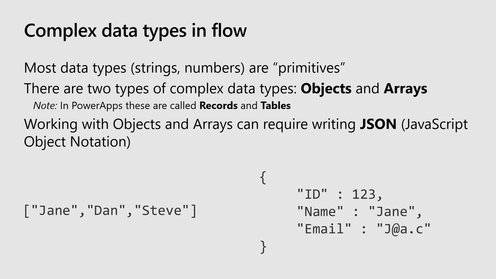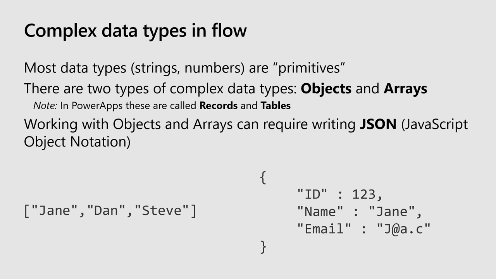So there are these two complex data types inside of Flow. Most data types that you work with are going to be simple. They're going to be strings or numbers. But working with complex data types is actually really important. And if you're building advanced flows, you're going to be doing this a lot as you build out your processes.